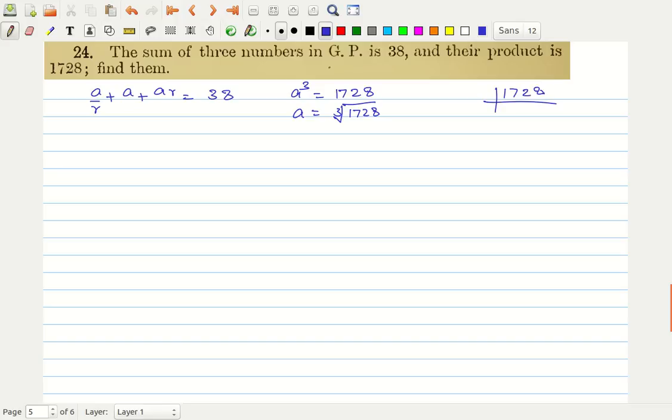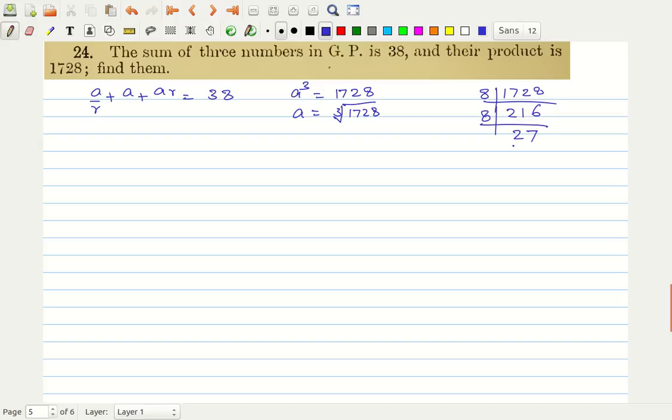Okay, this is an even number and a cube. So let us first try dividing it by 8. 8 times 2 is 16. So 1728 divided by 8 is 216. Again an even number. Let us divide by 2 again. 8 times 2 is 16.